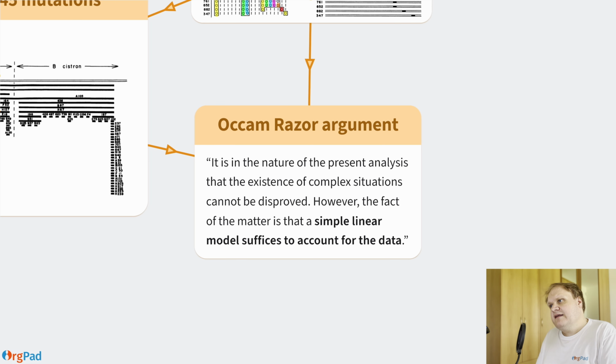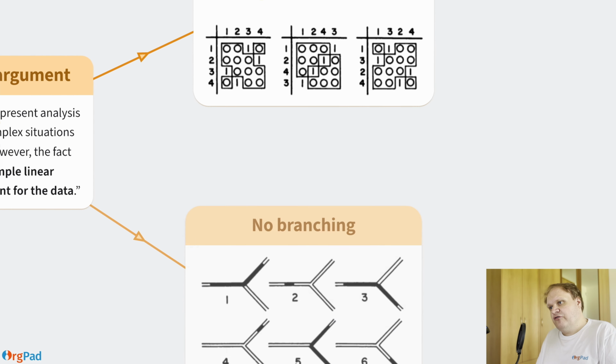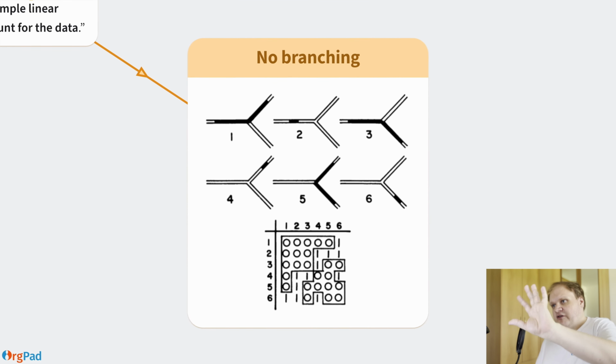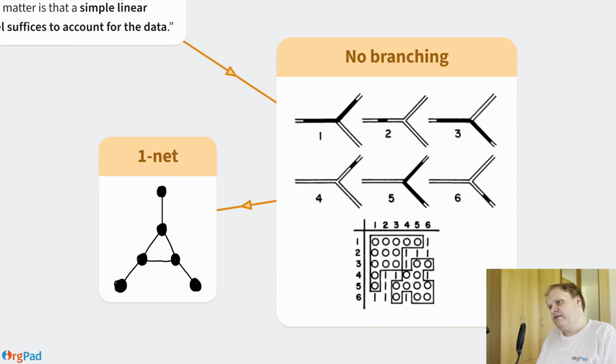Further, Benzer identified in his paper 2 structures which cannot appear in this linear model. We have already seen that cycles are not possible, and he also presented branching, which is a slightly different graph, but this graph is also not an interval graph.